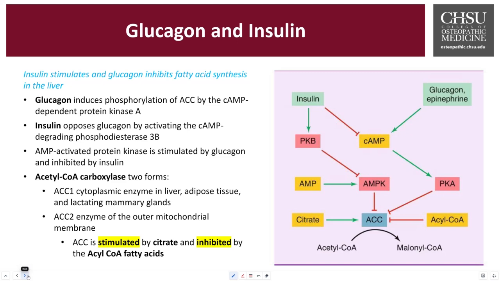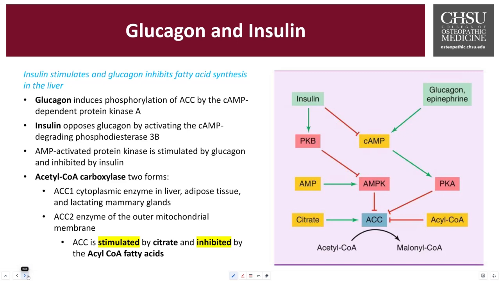Insulin, on the other hand, counteracts this inhibitory effect of glucagon. It does so by activating a cyclic AMP degrading enzyme called phosphodiesterase 3B. This degrading enzyme will then reduce the levels of cAMP, therefore reducing the levels of PKA, therefore preventing phosphorylation and the inactivation of ACC. So by the opposite approach, ACC is going to be turned on.